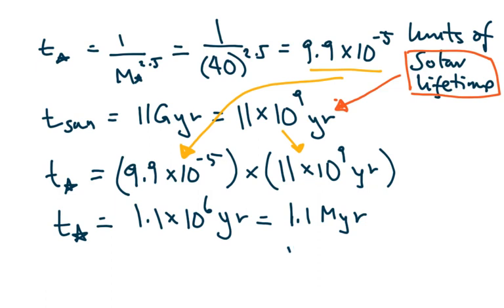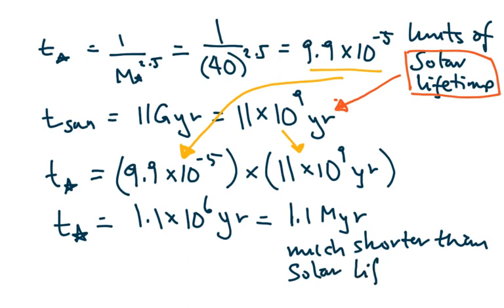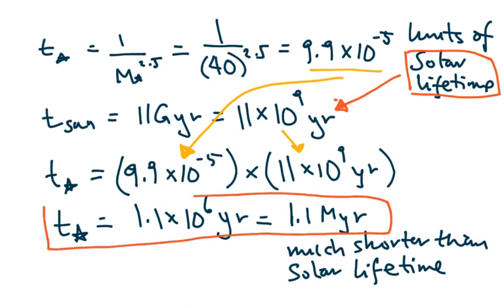And so this is much shorter than the lifetime of the Sun. So even though the Sun has a much lower mass, remember it's 40 times lower mass than the O6 star, this much more massive star will have a much shorter lifetime. All right, so that's our calculation for the estimate of the age or the lifetime of an O6 star.